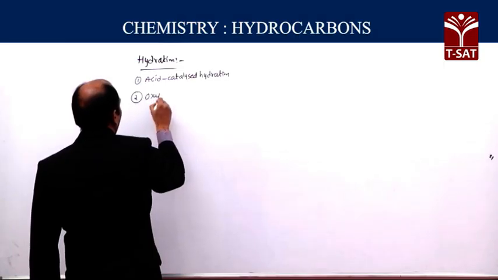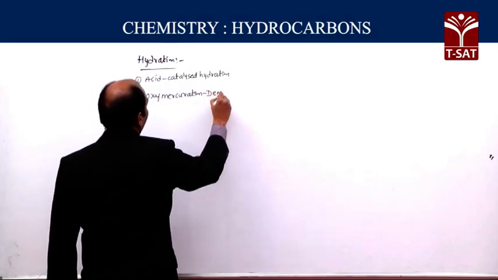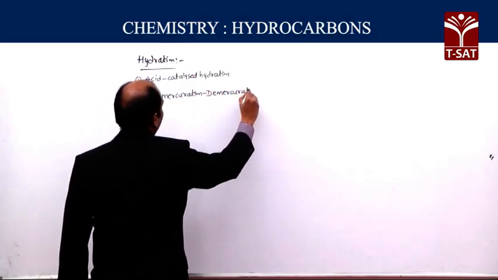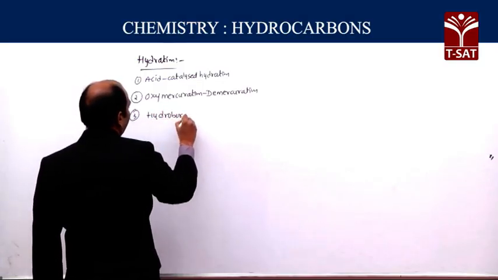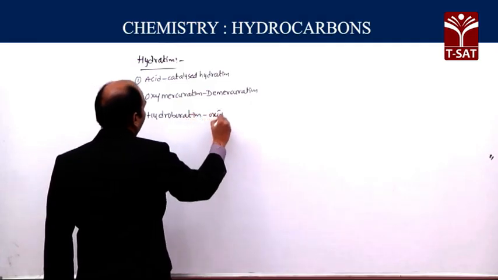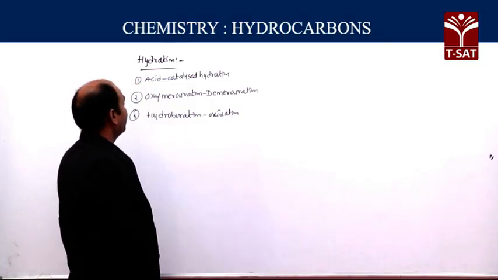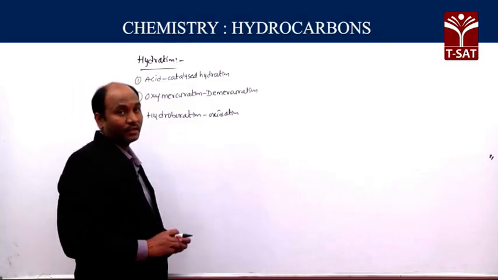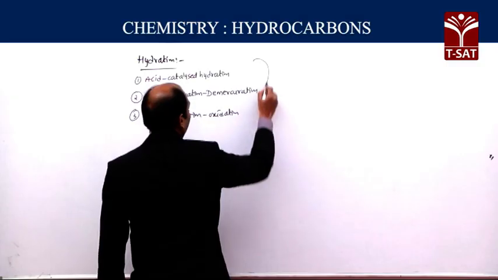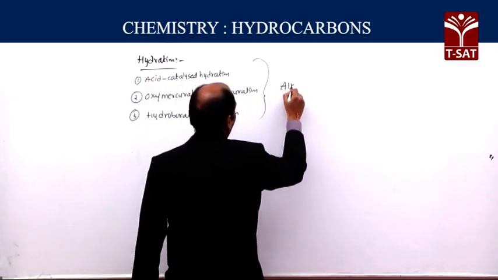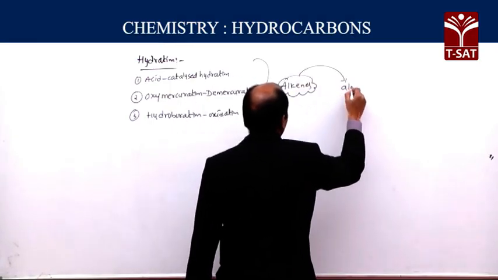Second one is oxymercuration, demercuration. Third one is hydroboration, oxidation. Hydration of alkenes. That means here we are treating alkenes. Alkenes are converted into alcohols. In this hydration process, alkenes are converted into alcohols.